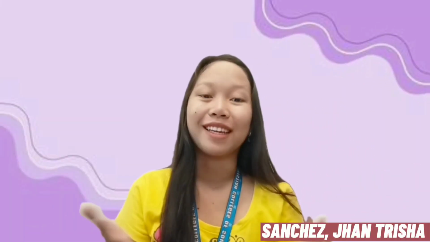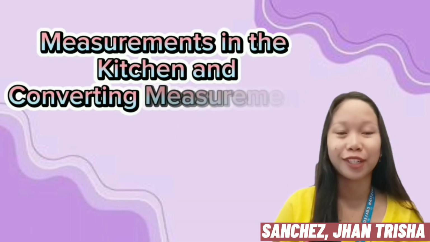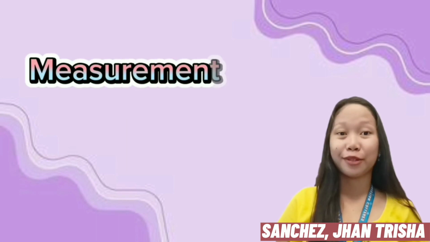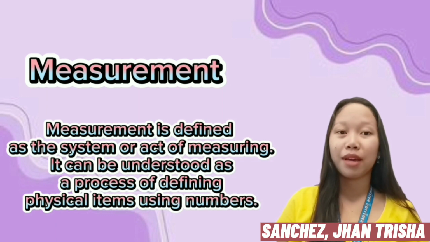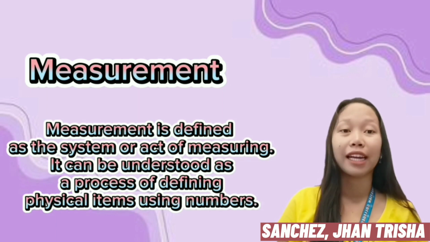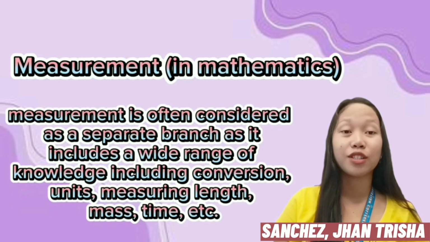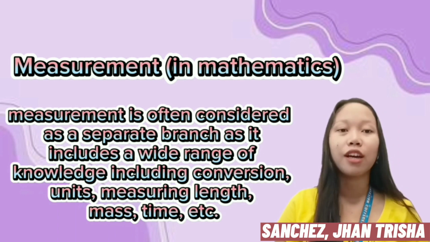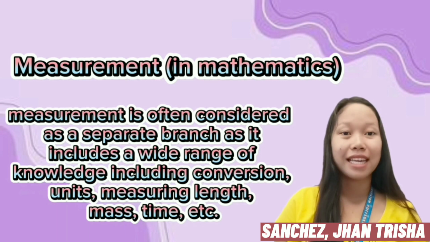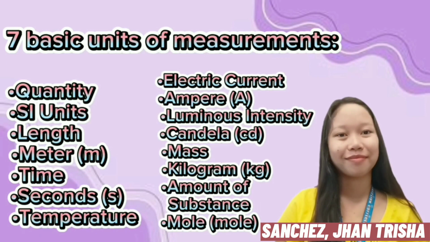Okay, go on. Basically, measurement is a great way to save time and get fit, but it can also be confusing. Today, let us discuss measurements in the kitchen and converting measurements. What is measurement? Measurement is defined as a system or act of measuring. It can be understood as a process of defining physical items using numbers. Also in mathematics, measurement is often considered a separate branch as it includes a wide range of knowledge including conversion, units, measuring length, mass, time, etc. These are the 7 basic units of measurement.